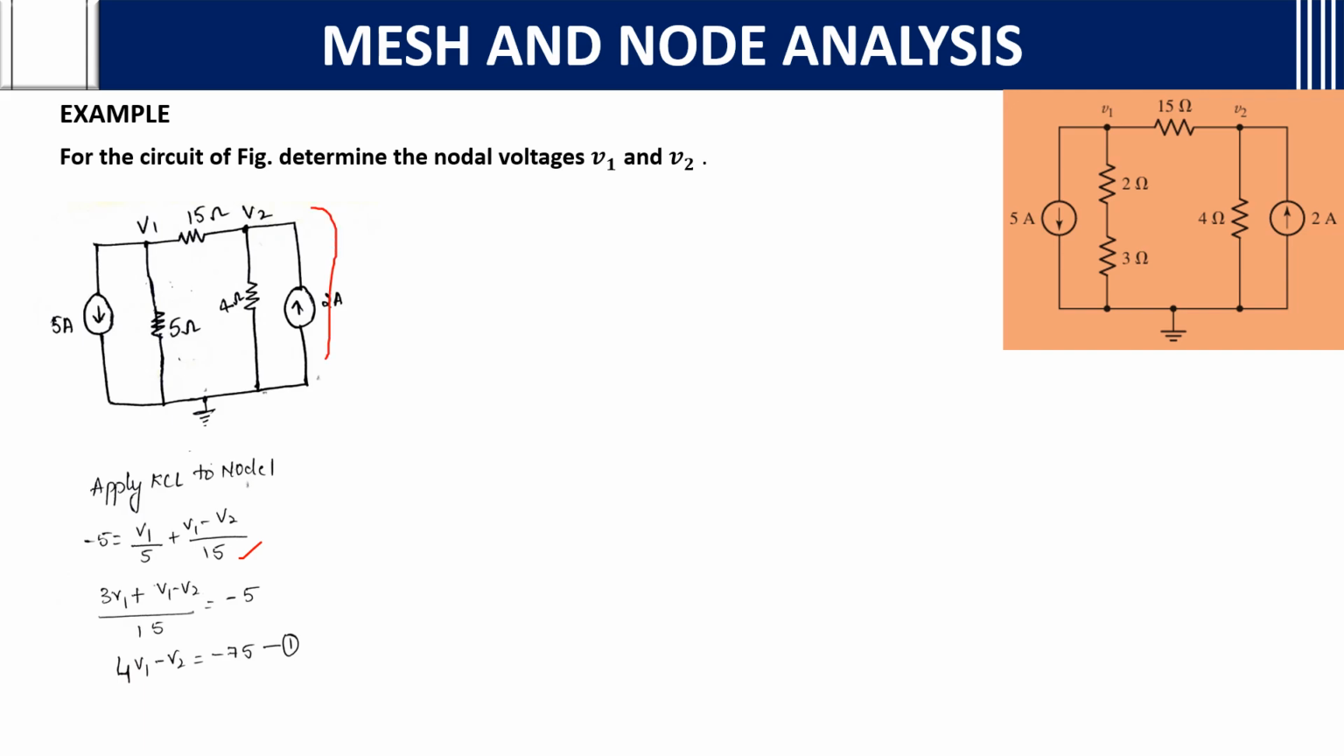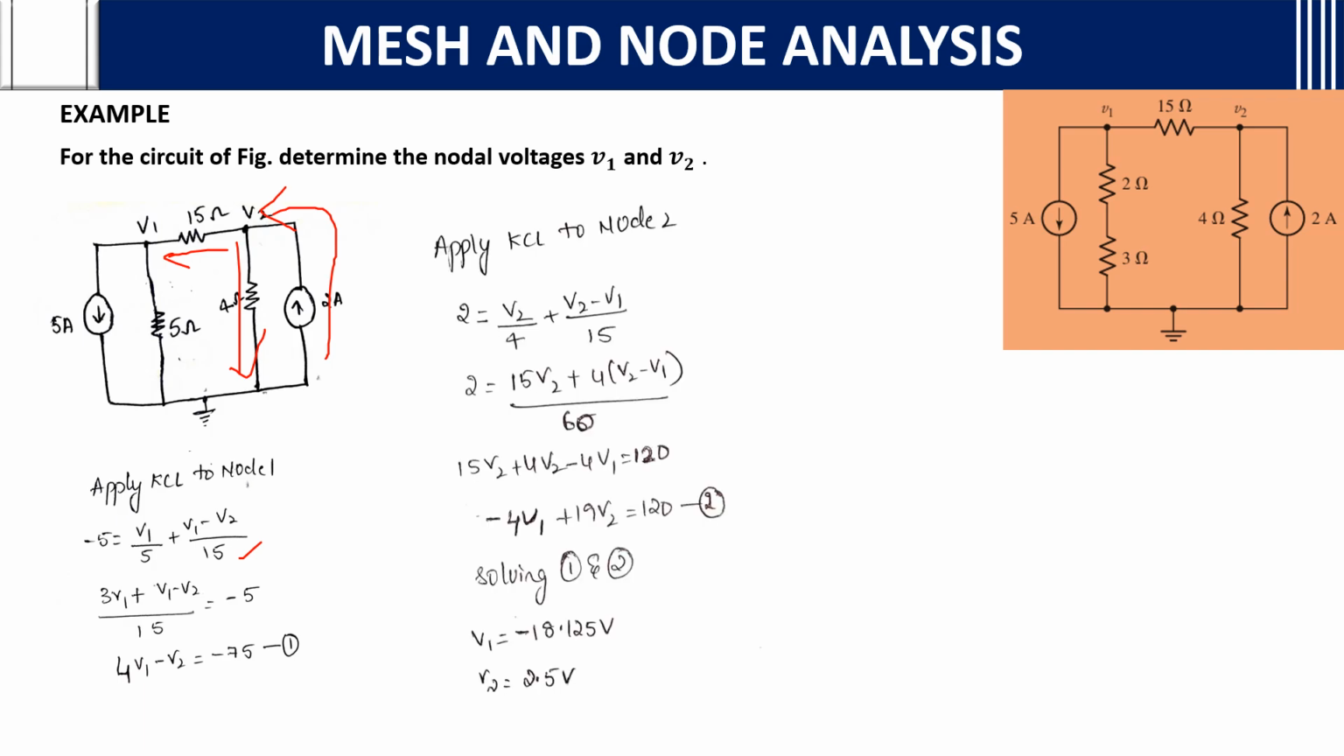Now we will consider the second node. This has incoming and outgoing currents. The incoming current passes in the same direction as we consider, so we will take plus 2. Here we took minus 5 because it is opposite to what we are considering, but here we are considering the same side, so plus 2 only. Plus 2, V2 by 4, and plus V2 minus V1 by 15. If you solve, you will get minus 4V1 plus 19V2 equals 120.